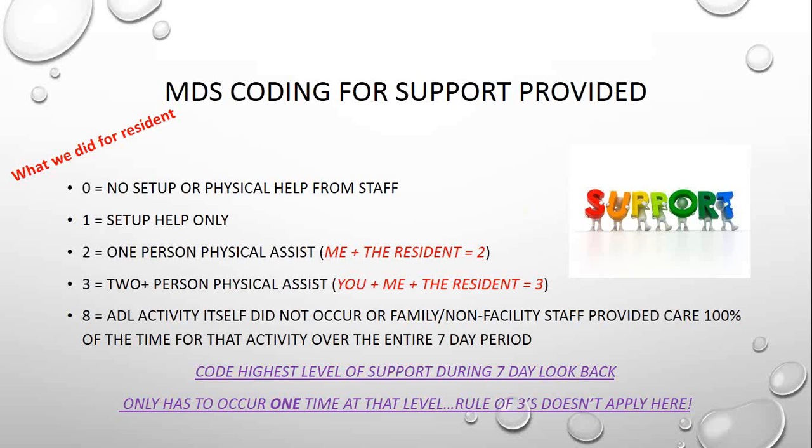And then 8, the ADL activity itself did not occur or the family members completed it. This only has to happen one time to be coded. So what the resident does for themselves, you have to follow the rule of 3s. What we do for the resident, the number of people, only has to happen once in the 7-day look-back.